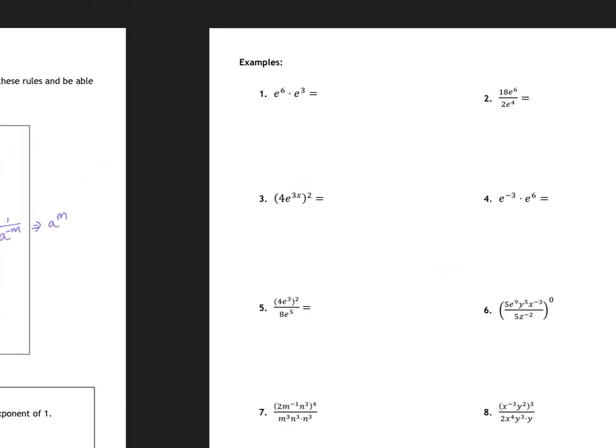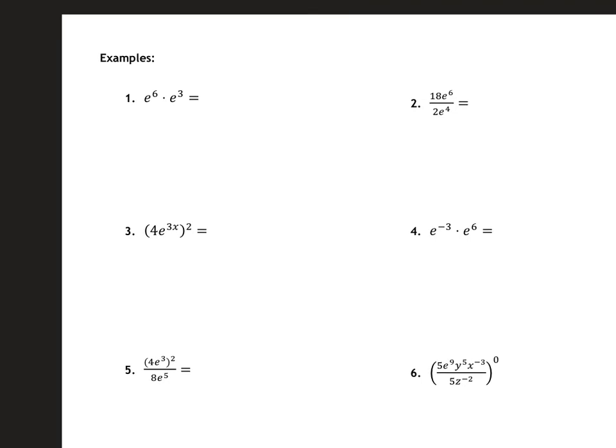All right, so let's look at some examples here. I'm just going to be simplifying here. So I have e to the 6th power times e to the 3rd power. I have the same base of e. I'm multiplying, so I'm going to add the exponents. So 6 plus 3 is 9. I get e to the 9th power.